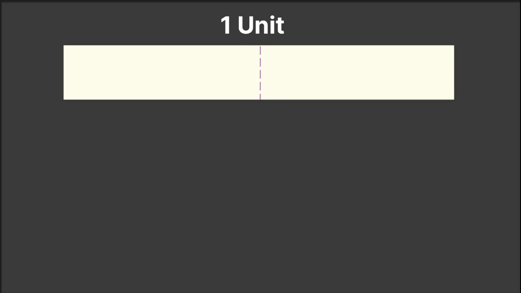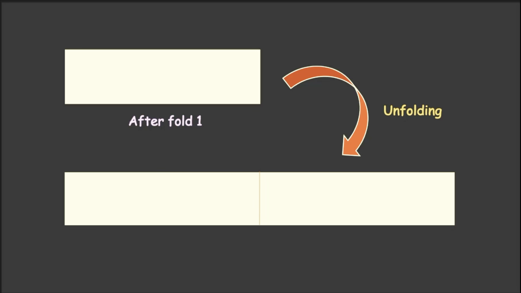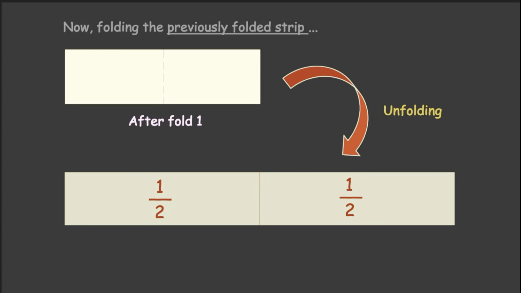I'm folding this strip into two equal parts. See how the size has changed? The strip looks smaller now because it's folded, right? So now when you unfold it, you get a crease in the middle which divides the strip into two equal parts. That's 1 by 2 each, right?